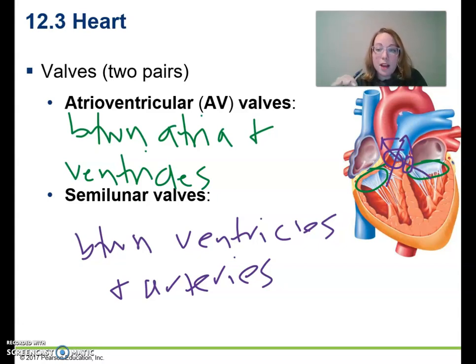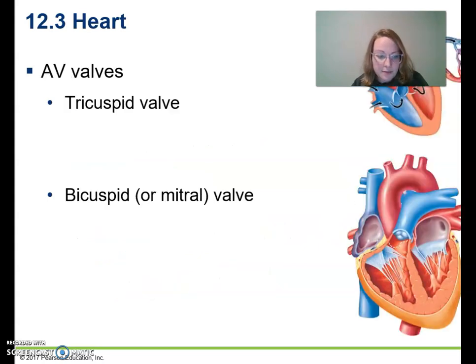So let's look more at each of those sets. The sounds that you hear in your heart, the lub dub, is those valves slamming shut. So the first valves that are open are those AV valves. Blood flows into the ventricles, they slam shut, the ventricles contract, push blood out through the semilunar, so they open. And then once the ventricles relax, those semilunar valves slam shut. AV, semilunar, AV, semilunar.